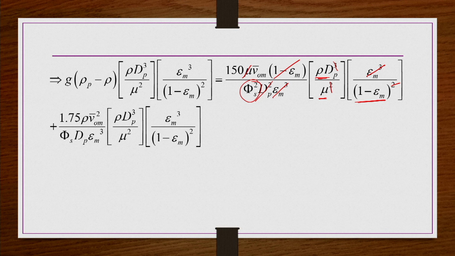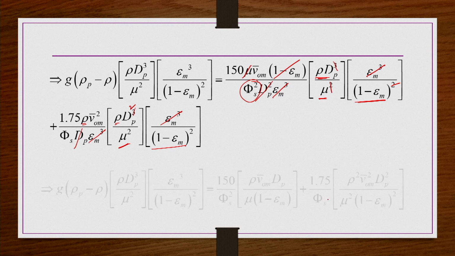Similarly, here also with dp and the cube of dp, you have dp squared here and V0m bar squared is already there. This epsilon_m cubed you can cancel out, mu squared is there, and (1 minus epsilon_m) whole squared stays as it is. Rho multiplied by rho gives rho squared. So here you can write rho dp V0m by mu (1 minus epsilon) whole squared, which is nothing but the Reynolds number.